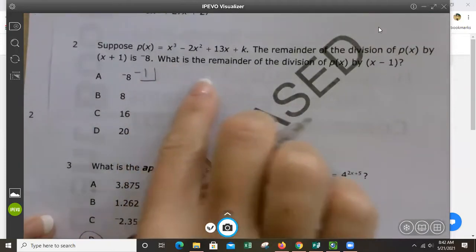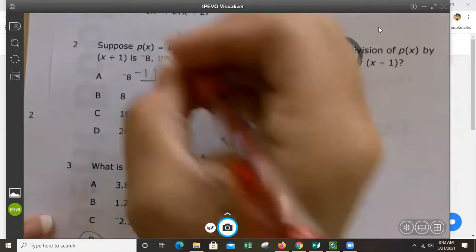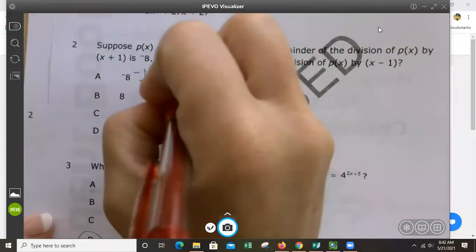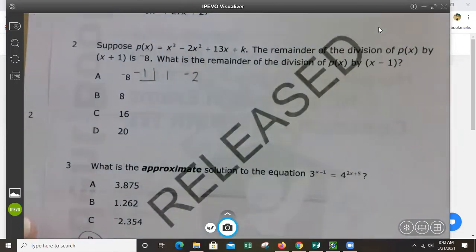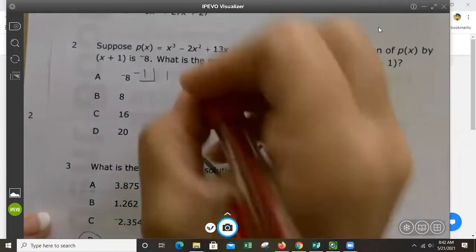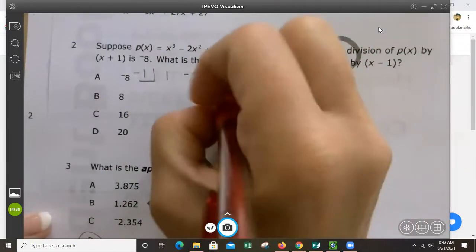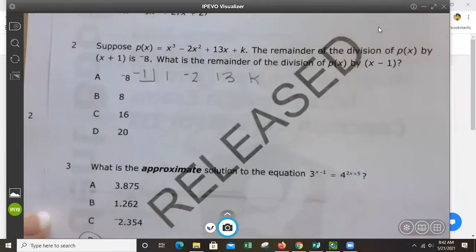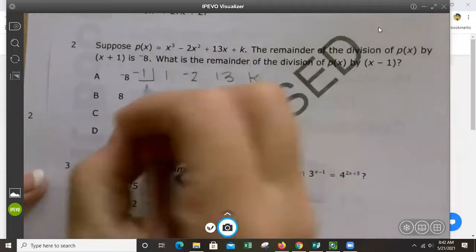Then remember, we write the numbers all the way across. So it's 1x cubed, -2x squared, just the numbers, nothing else. A 13x. And then we don't have that last number, it's a k. So we're going to write that k. Once we do this, you'll see that it's fairly easy. It's going to look crazy for a minute, but it's really easy.